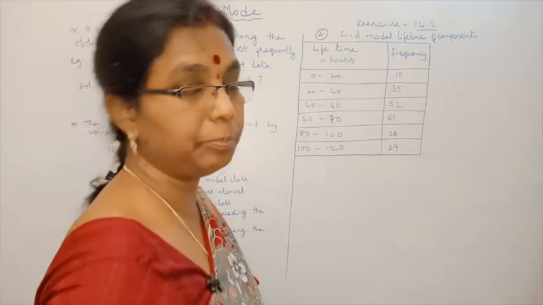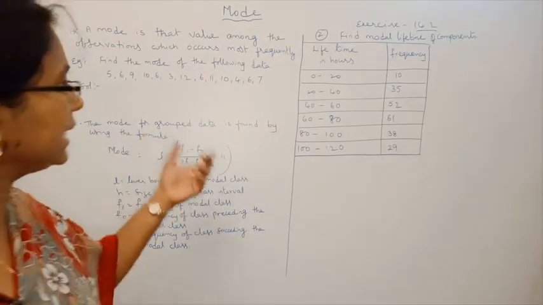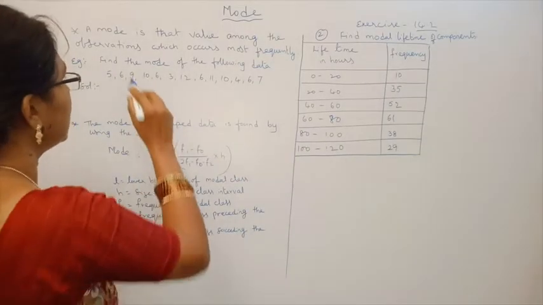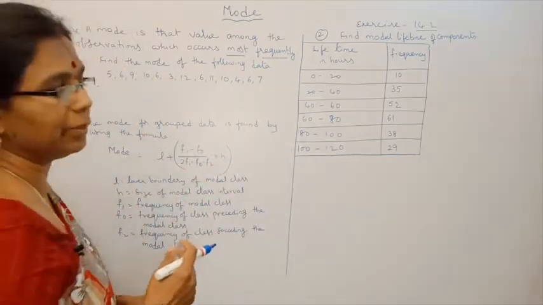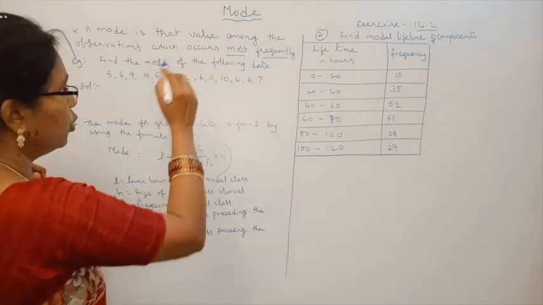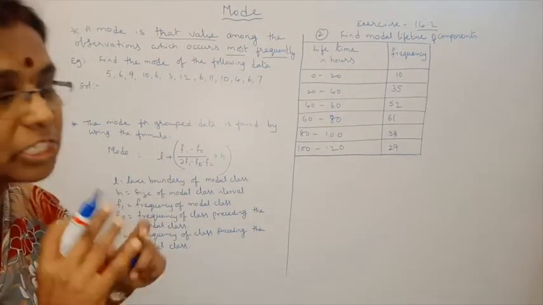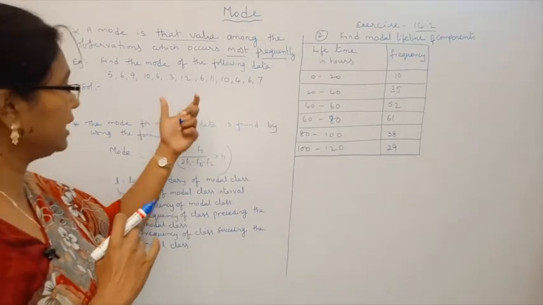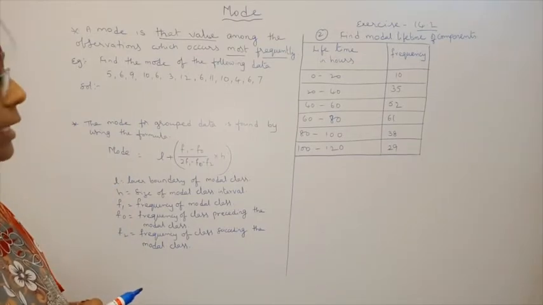Hi children, in the previous class we learned the mean, which is one type of central tendency. Now the second type is mode. What is mode? Mode is the value among the observations which occurs most frequently. Most frequently means the number of times repeated. The observation that occurs repeatedly, we call the mode.